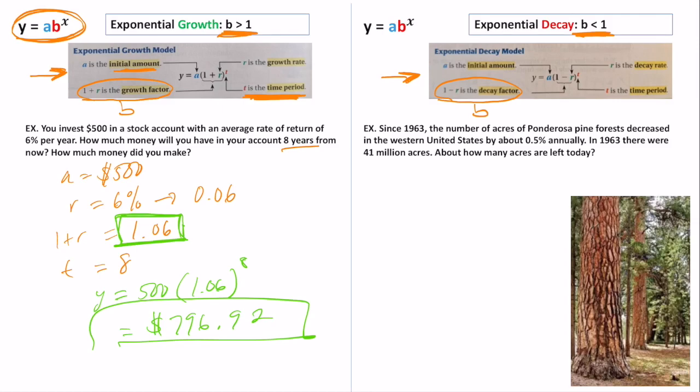Now let's look at an exponential decay example. Since 1963, the number of acres of ponderosa pine forest has decreased. Look, we're going down. It decreased in the western United States by about 0.5% annually. So now we're going to take a close look at that number. How are we going to write that as a decimal? In 1963, there were 41 million acres. About how many acres are left today? Okay, so A, where are we starting? 41 million acres. That's where it was.